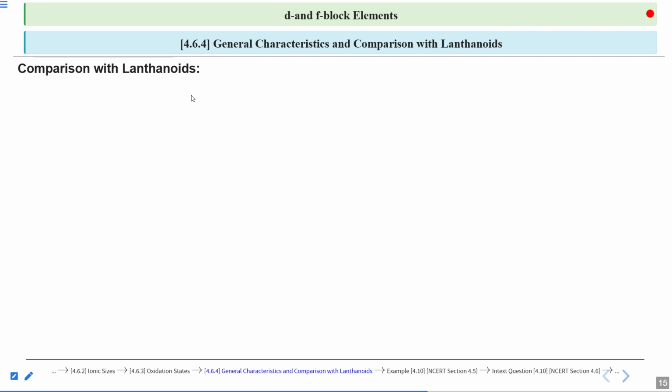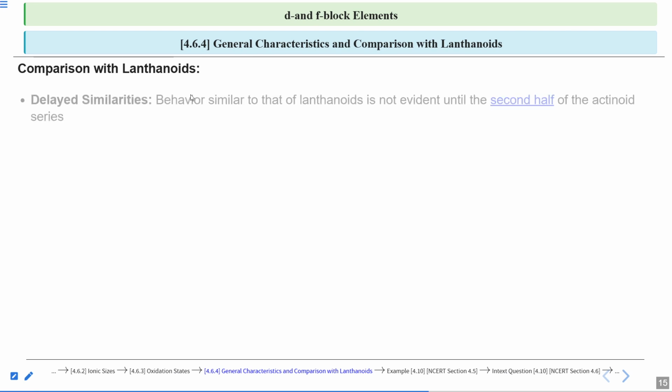Let's compare with the lanthanoids. Delayed similarities: behavior similar to that of the lanthanoid series is not evident until the second half of the actinoid series, the second half after the one which was showing the +7 oxidation state. Remember?